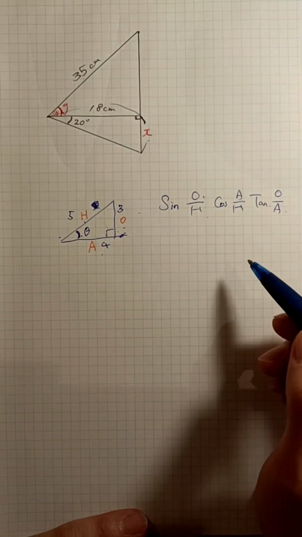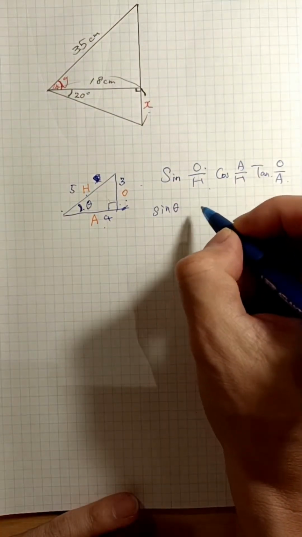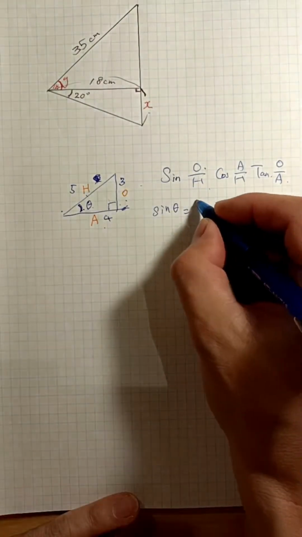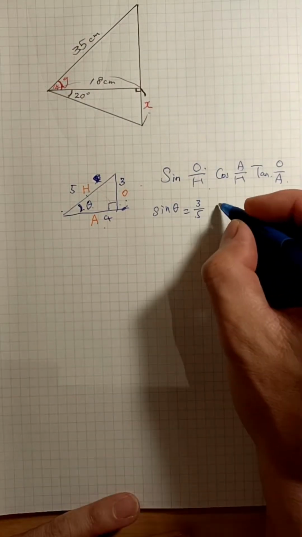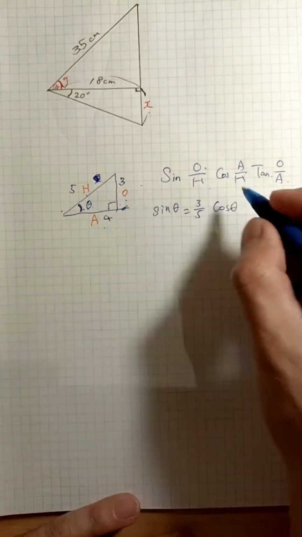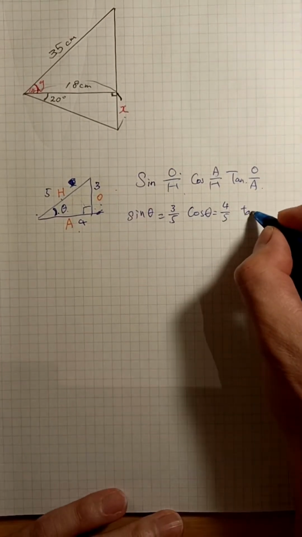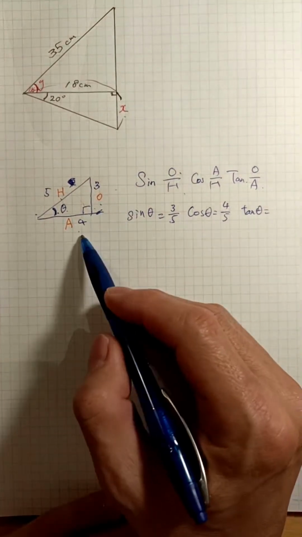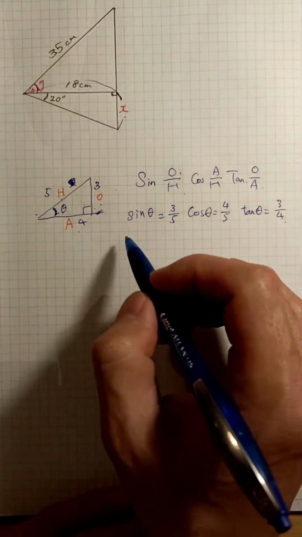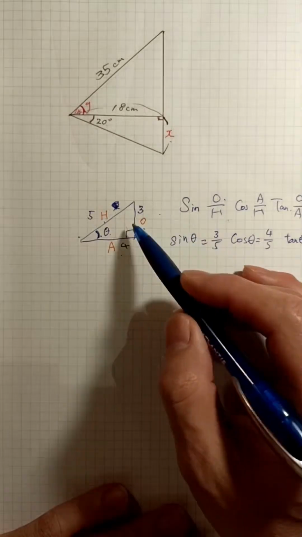For example, this is how you use it: sine theta is O over H, so 3 over 5. Cosine theta is CAH, so A over H, so 4 over 5. And then tangent theta is O over A, which is 3 over 4, like that. Okay? Then if you use this system, you can figure out each length.